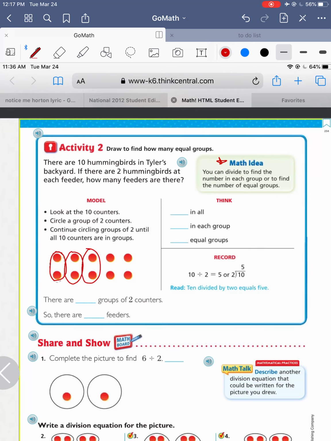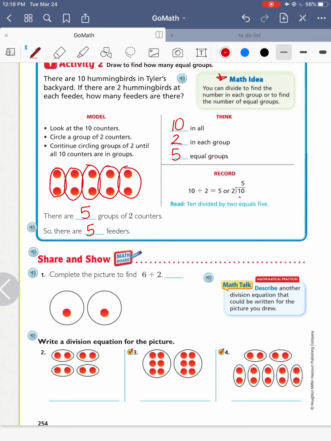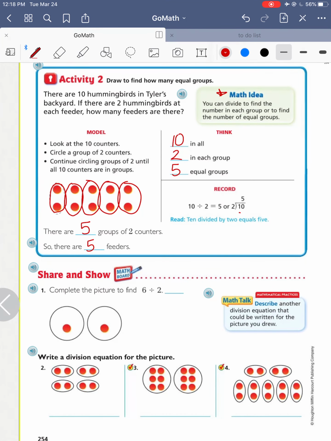So there's 1 bird feeder, 2 bird feeders, 3 bird feeders, 4 bird feeders, 5 bird feeders. So we circled 5 groups of 2. So there's 5 bird feeders. The total in all was 10. How many are in each group? There's 2 in each group, and there's 5 groups. So 10 divided by 2 is 5, or 10 divided by 2 equals 5. Okay? Now down at the bottom, we have some more examples to practice before I try to have you do it on your own.